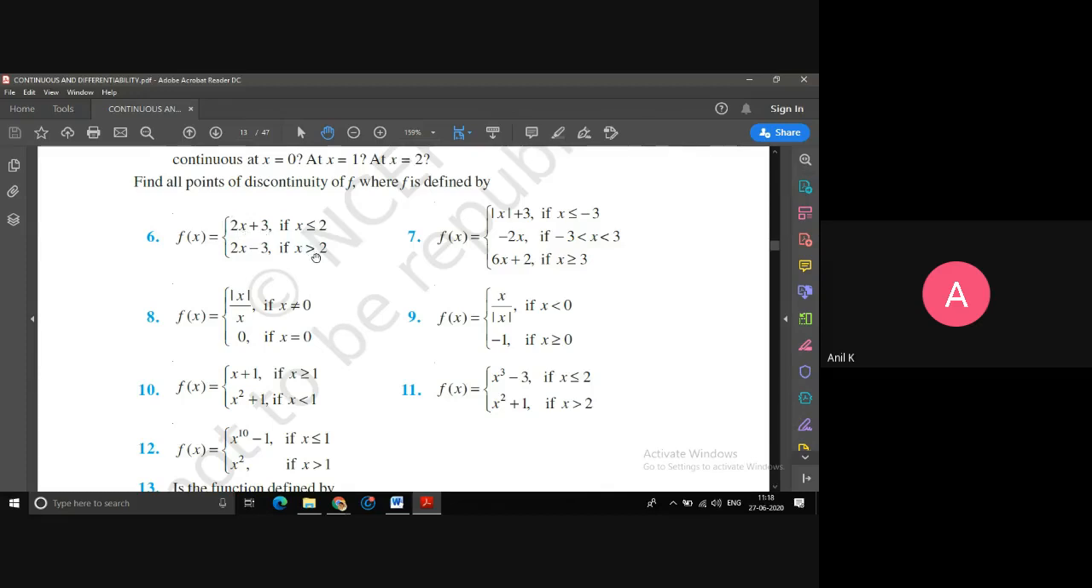And when I come to the right limit, that is x greater than 2, my function is going to be 2x minus 3. So 2 times 2 is 4, minus 3. 4 minus 3 is 1. So the left limit answer I got is 7. The right limit answer I got is 1. So both are not equal. So hence your sixth question is a discontinuous function at x equals to 2.